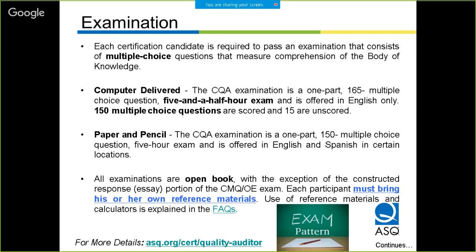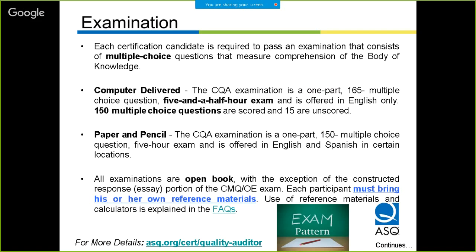There are some exams with paper and pencil. The CQA examination is a one-part, 150 multiple choice question, 5-hour exam, and is offered in English and Spanish in certain locations. However, in India, in the majority of locations, computer-based exams have been started. So friends, you can take that CBT.